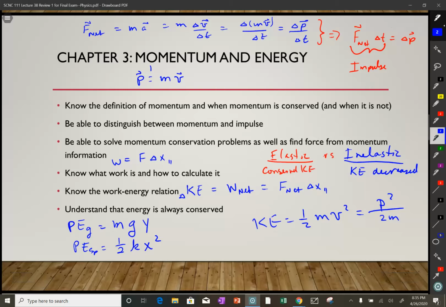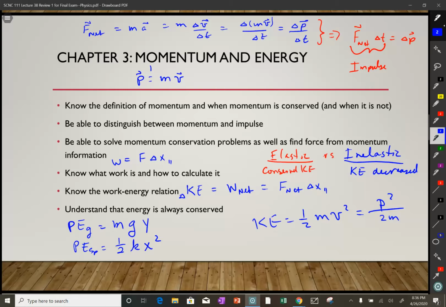We have the conservation of momentum that occurs only if the net force is zero. We have conservation of energy always. Total energy is always conserved. You can't create or destroy energy, but you can move it from one type to another.